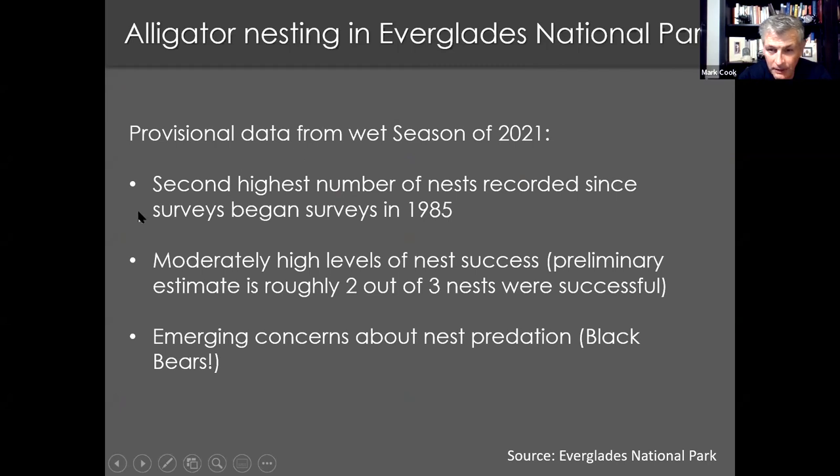They're showing that it is provisional, so we've got to take it with a slight pinch of salt. And I don't have all the details, but basically what they're saying is that they think it's the second highest number of alligator nests recorded since surveys began in 1985. Nesting was moderately successful. Preliminary estimate is roughly 2 out of 3 nests were successful, although they did have some concerns about nest predation. And I don't know what to make of this at all, but that nest predation was primarily by black bears in Everglades National Park.